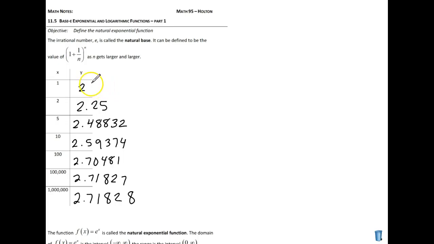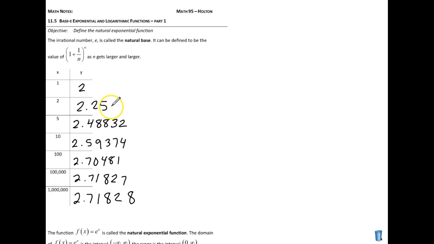So I took the liberty of making a table of values here so you can see what happens. If I plug in these values for x, we want to see what happens to this expression. So for example, x equals 1. 1 plus 1 over 1 to the 1 power. Well, 1 over 1 is 1, so 1 plus 1 is 2. 2 to the first power is just 2. Similarly, when I plug in x equals 2, 1 plus 1 over 2, so 1 plus a half, 1 and a half, and I'm going to square that, raise that to the second power.